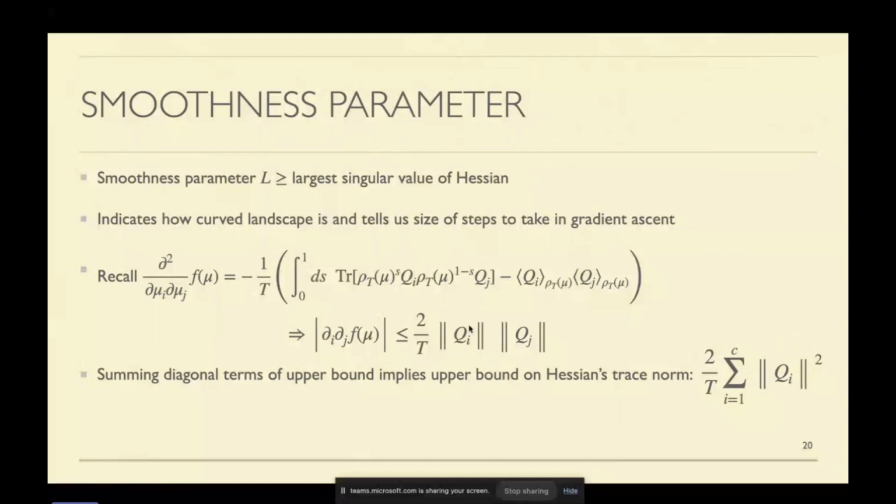The way you think about this is we're just setting i equal to j and summing over all the diagonal elements. There are c of them, so you get this sum, i going from 1 to c, and this factor of 2 over t. That gives an upper bound on the trace norm, and the trace norm is an upper bound on the spectral norm of the Hessian, which is equal to the largest singular value. So then we can take L to be this, and the algorithm will be guaranteed to work if we make that choice of smoothness parameter. We said the temperature t has to be roughly epsilon over log D. Plug that in, and you get this expression for the smoothness parameter.